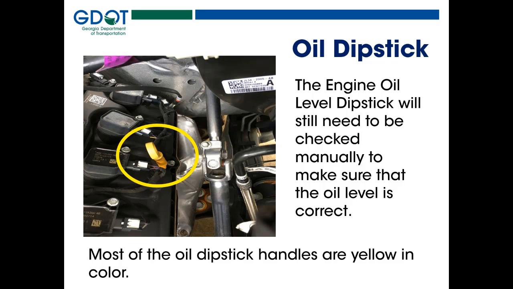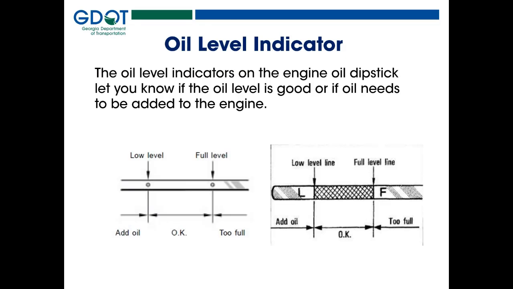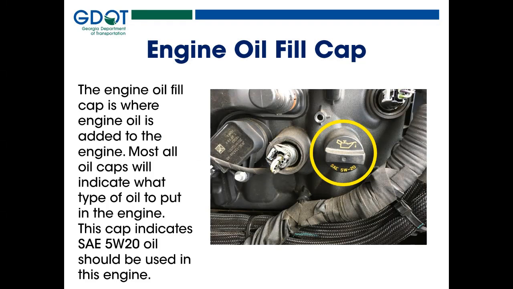The engine oil level dipstick will need to be checked manually to make sure that the oil level is correct. Most of the oil dipstick handles are now yellow in color. The oil level indicators on the engine oil dipstick let you know if the oil level is good or if oil needs to be added to the engine. The engine oil fill cap is where engine oil is added to the engine. Most all oil caps will indicate what type of oil to put in the engine. This cap indicates SAE 5W20 oil should be used in this engine.